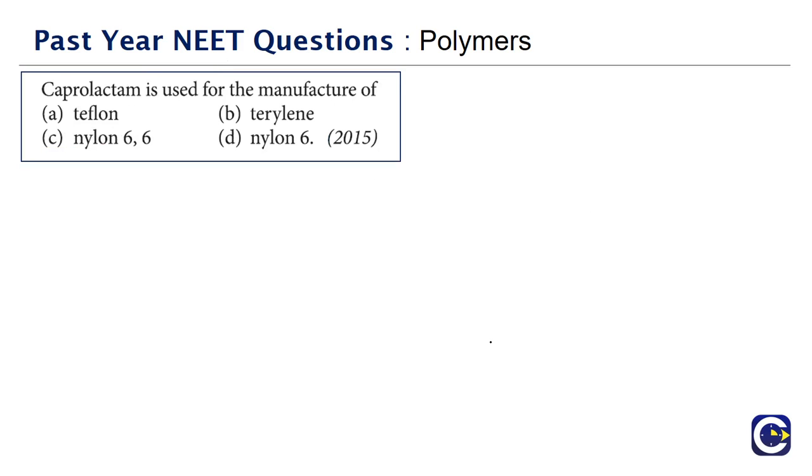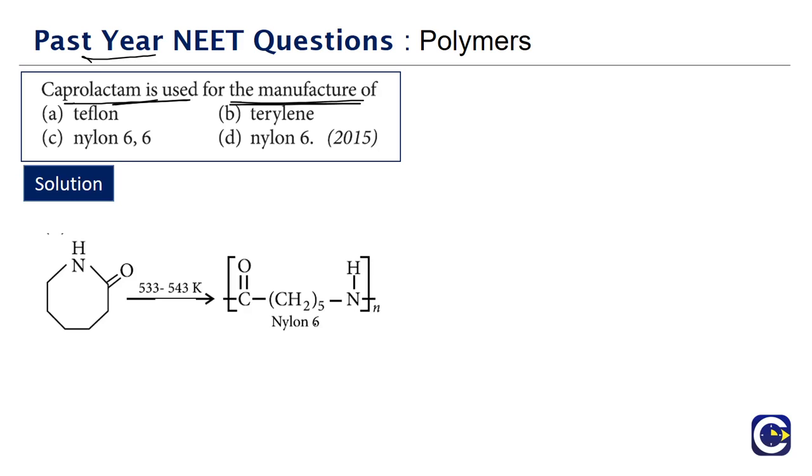Next we have another question based on linking of the monomer and the polymer. Caprolactam is used for the manufacture of what? Caprolactam is a cyclic amide with 6 carbons: 1, 2, 3, 4, 5, 6. Why are we calling it an amide? Because it has NHCO.